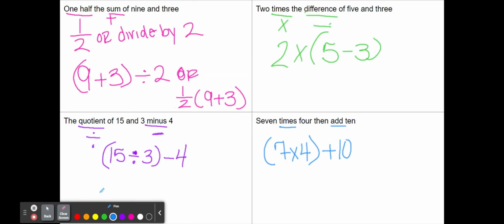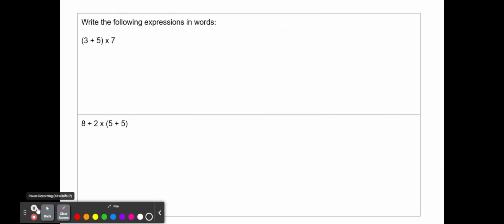All right, if you want to check your answers now to see if we got the same thing. If we didn't, then let's look at it and reevaluate what may have gone wrong. In this last expression, what they want us to do is write these expressions in words. So I like to break it apart. I'm going to start with what's within the parentheses and work myself out.